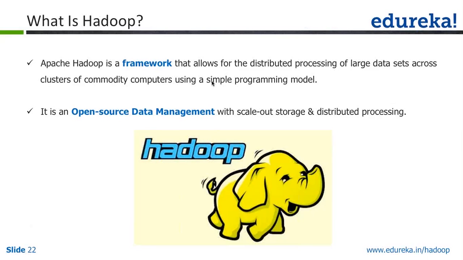So in Hadoop, you can scale up to any number of nodes in a cluster. Hadoop gives you the power to distribute your data across a cluster of commodity computers, and these could be as big as 10,000 nodes, where your data is stored and can be retrieved in parallel. A lot of distributed processing can be done using a programming model called MapReduce. We will be going into details of each of these things as we go ahead. And it is an open source data management tool with scale out storage and distributed processing.